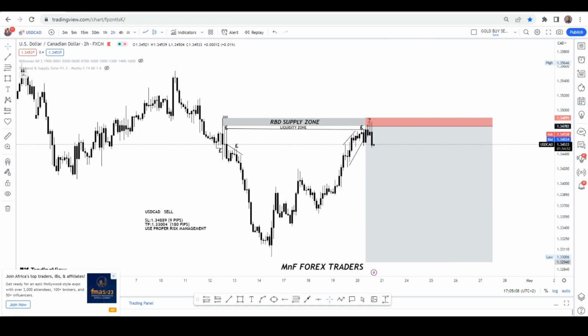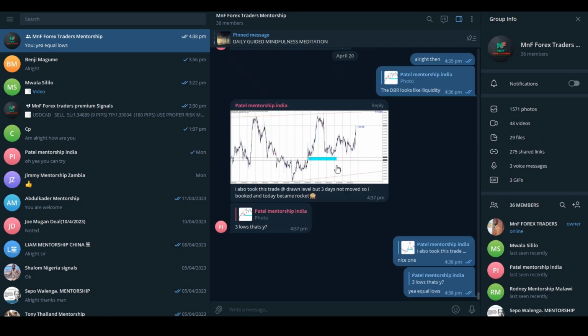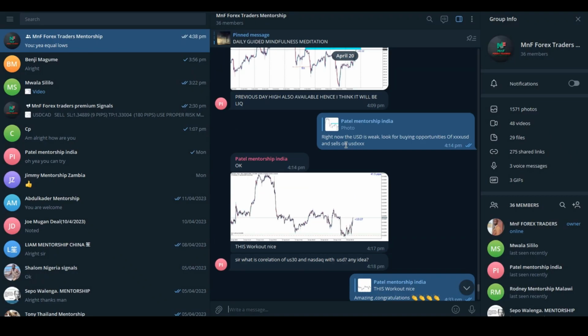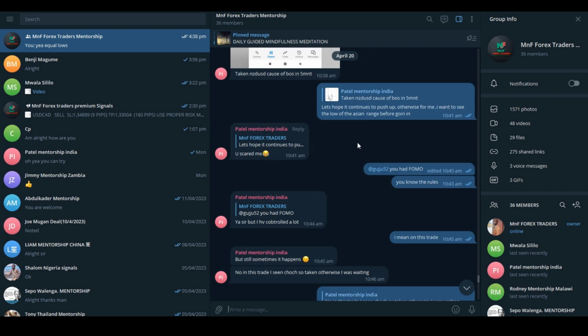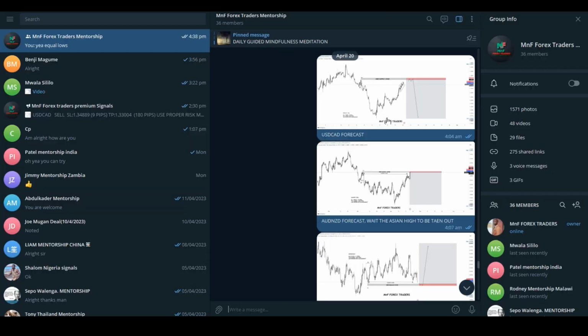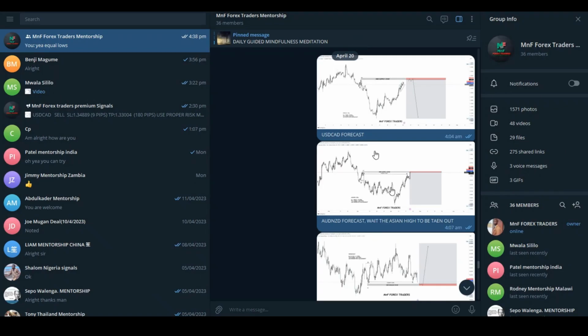Then let me just show you that all these setups were shared in our mentorship community right here, and you can see that some of our students are sharing our setups right there. Where is the USD CAD trade and the NZD CAD? Yeah. So you see, the USD CAD was here way before it came to our level. We forecasted this before all this happened, and it came to this level.